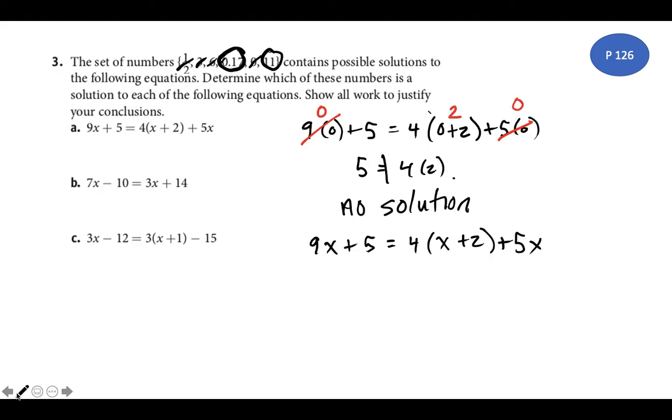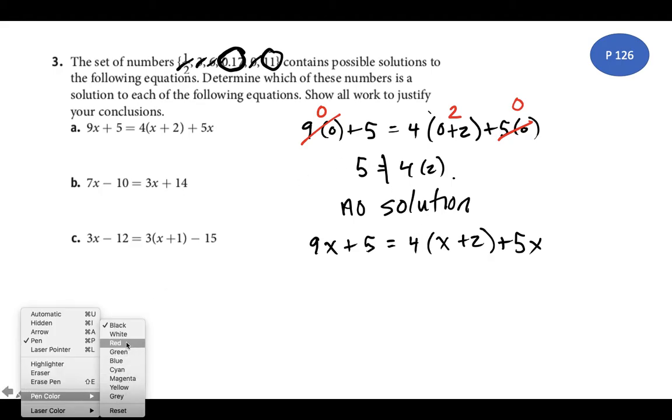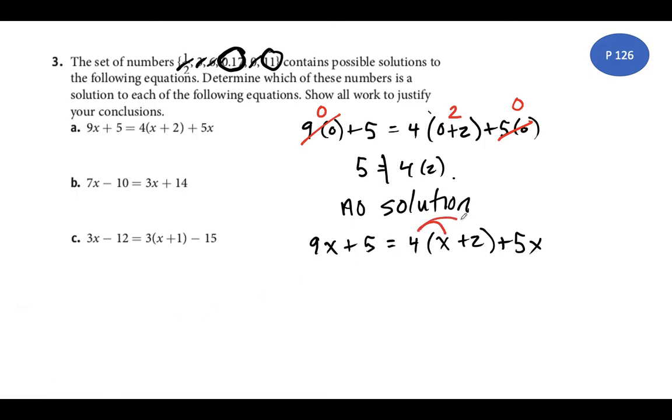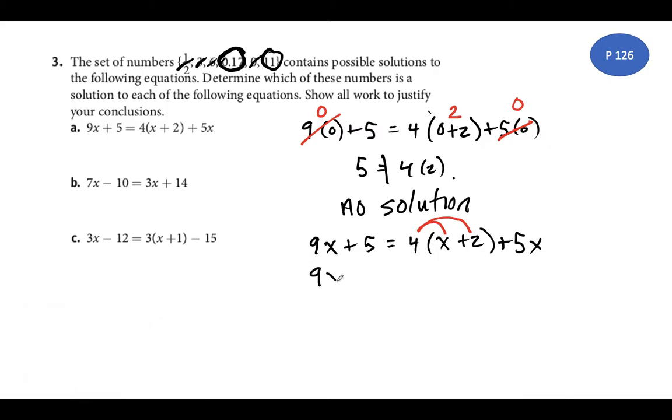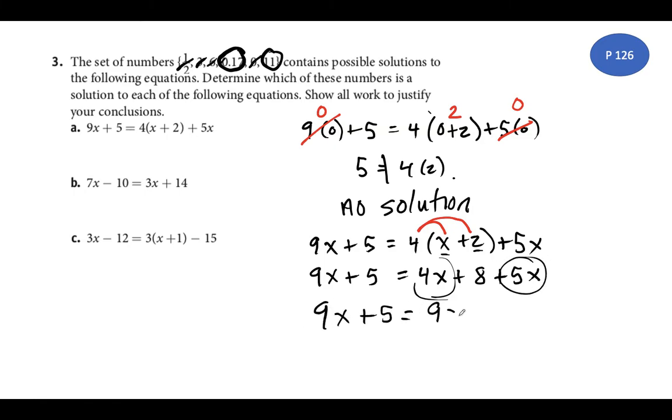You guys know that I'm going to simplify first using the distributive property, right, to get all my terms separated. So I have 9 x's on this side and 5 1's. And then 4 times x is 4x, and 4 times 2 is 8, plus 5x. So I multiplied 4 times each term inside the parentheses. I can combine some like terms here. So I get 9x plus 5 is equal to 9x plus 8. So far, so good. Everything's working beautifully.